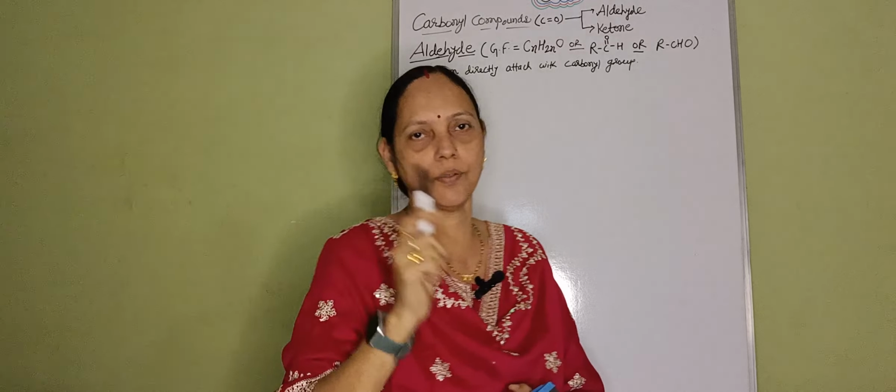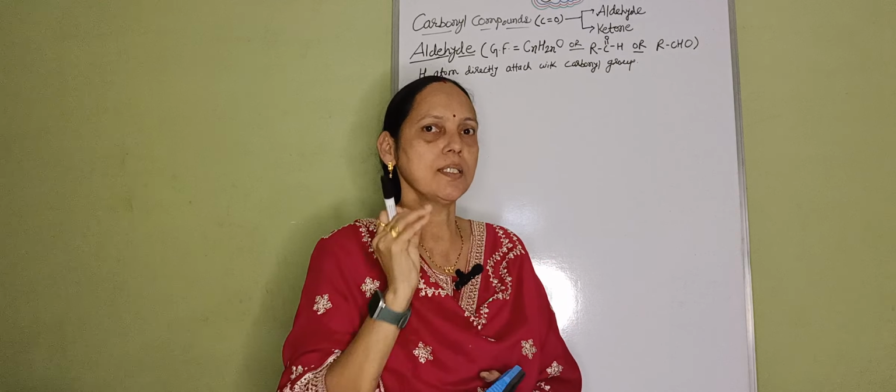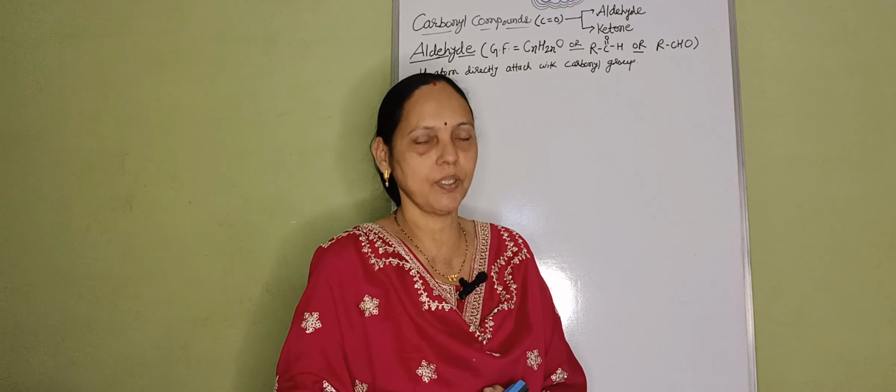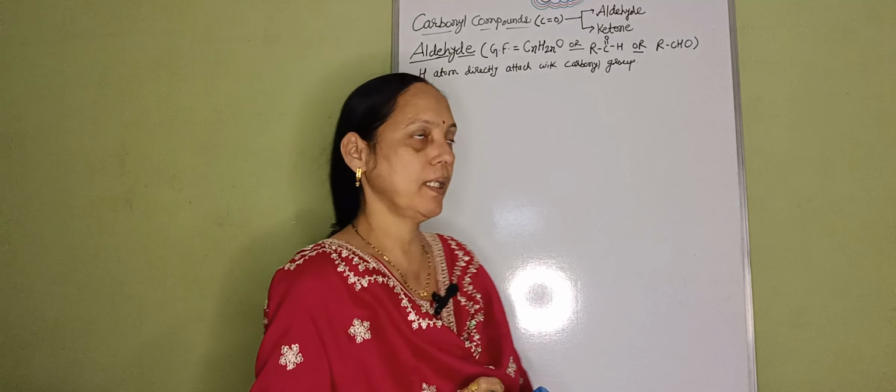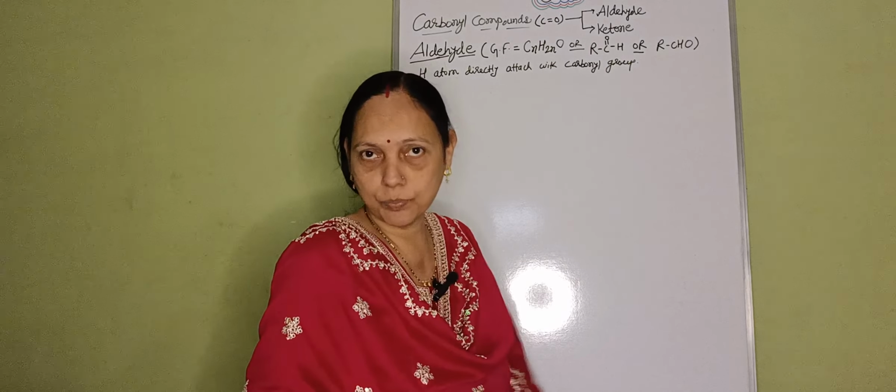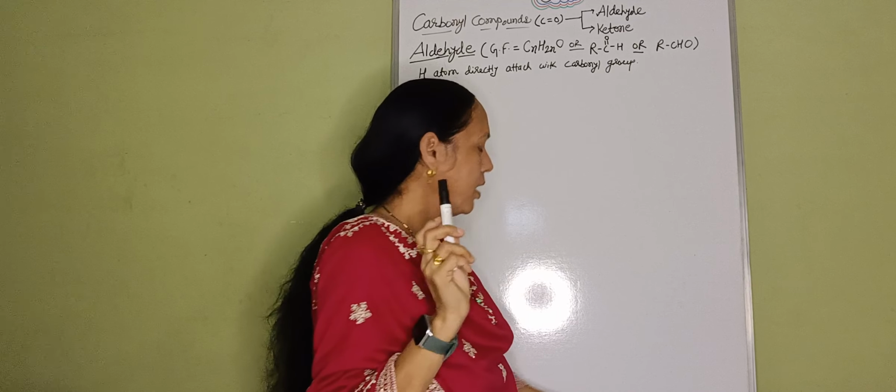कंपाउंड लगता है, मॉलिक्यूल लगता है। मतलब जिस भी ग्रुप में C डबल बॉन्ड O आता है, if in the group C double bond O will be there, then that compounds are called as the carbonyl compound, and this group is called as carbonyl group. C double bond O group is called as carbonyl group.